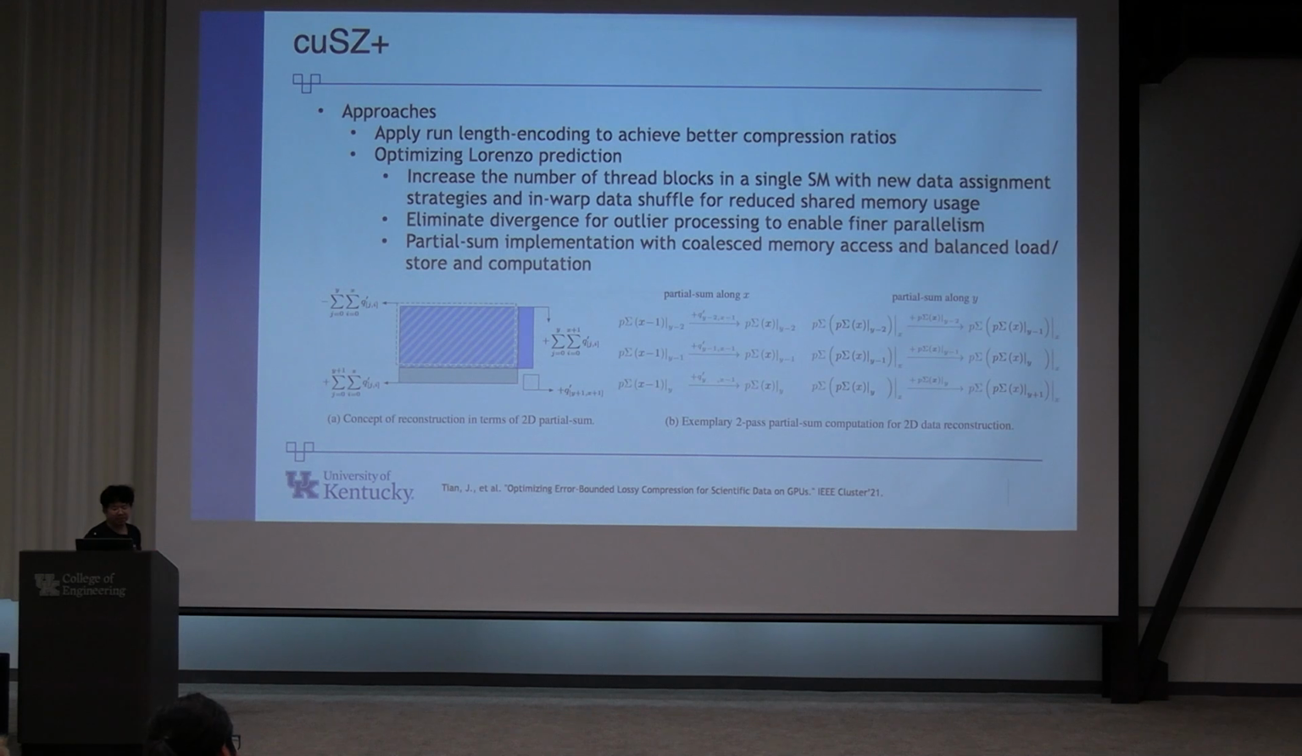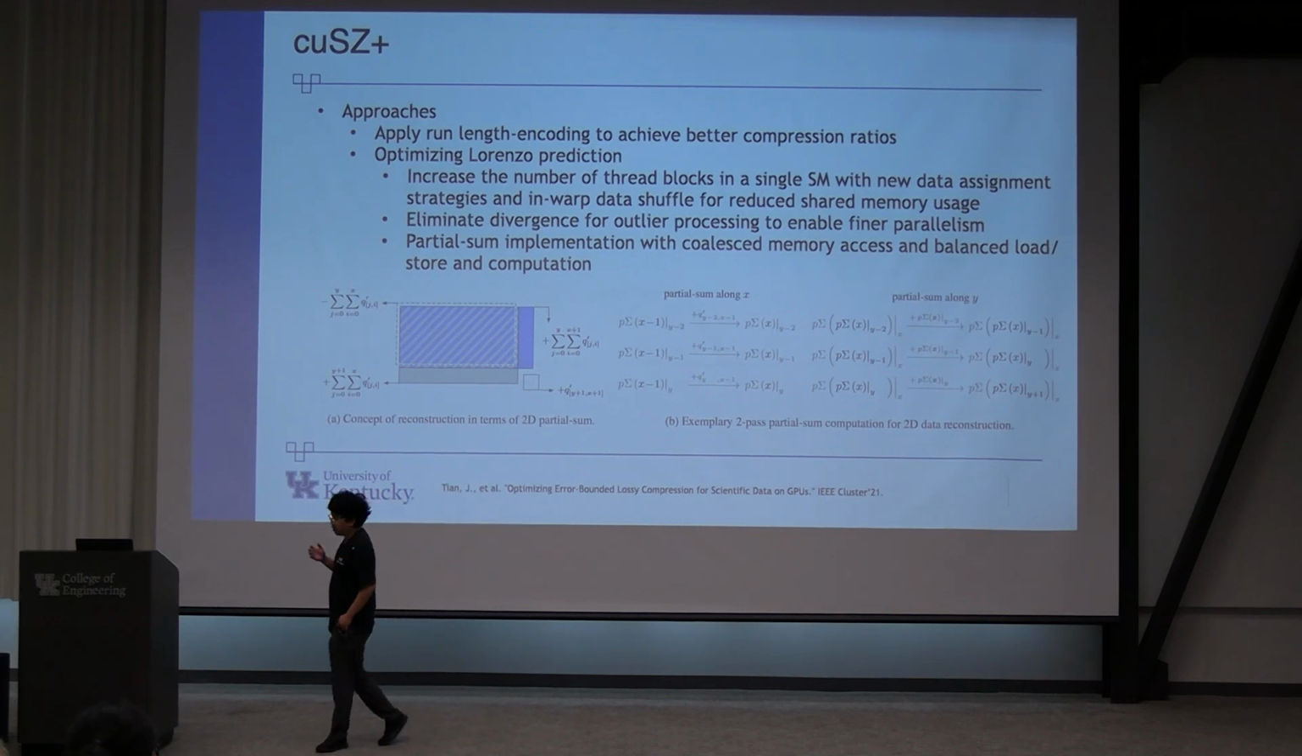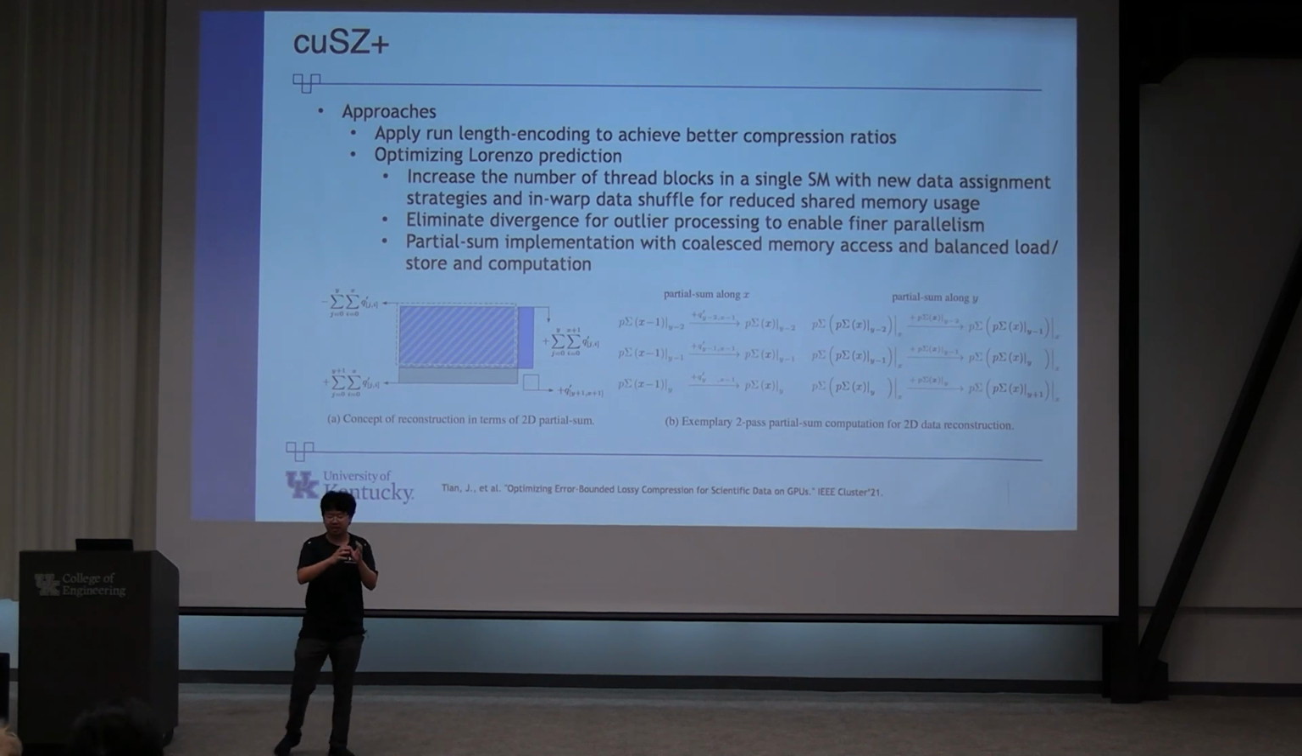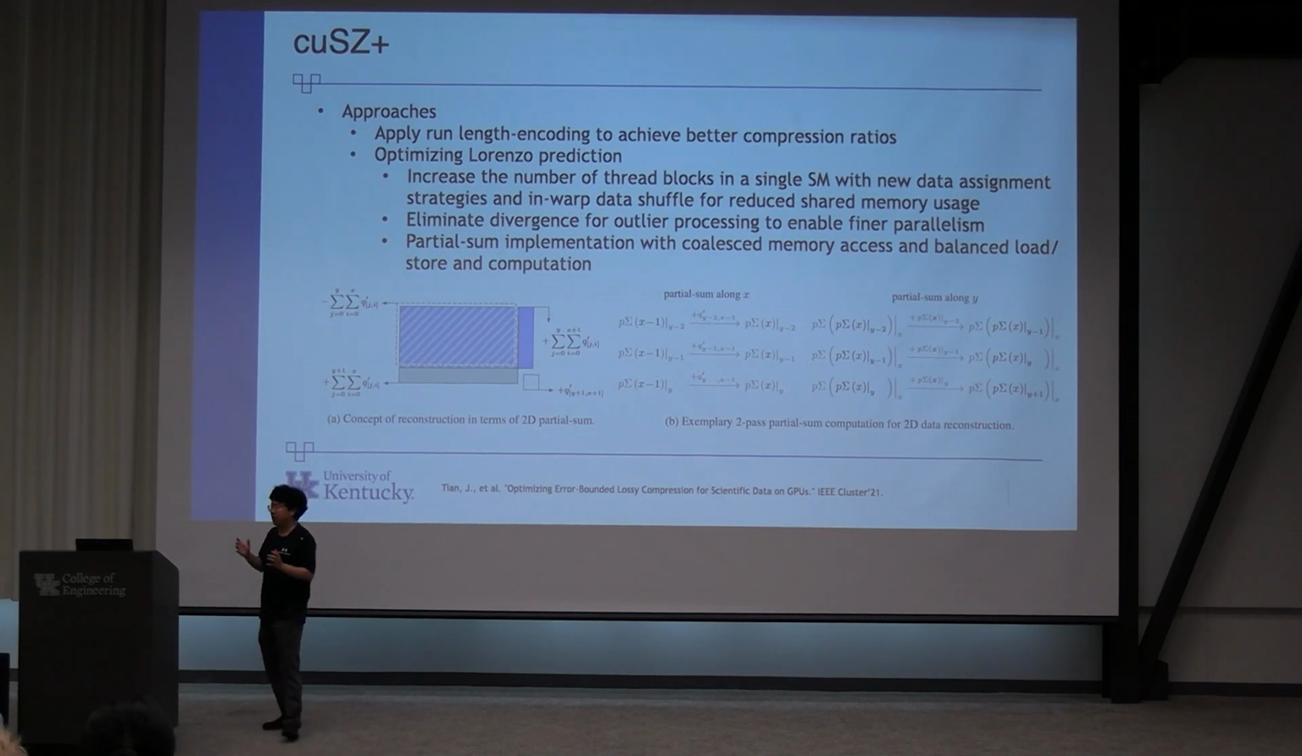And also, we eliminate the divergence for outlier processing to enable finer parallelism. This is also very important because in the traditional design of QSA, when one of the data falls out of the quantization intervals, we have to process it separately. So this requires a specific handling strategy for those kinds of outliers. And these outliers are scattered around the original data, so they are not clustered. So in this case, it will lead to branch divergence in multiple regions, which will slow the performance. So what we did is just to eliminate the divergence to better process those outliers.